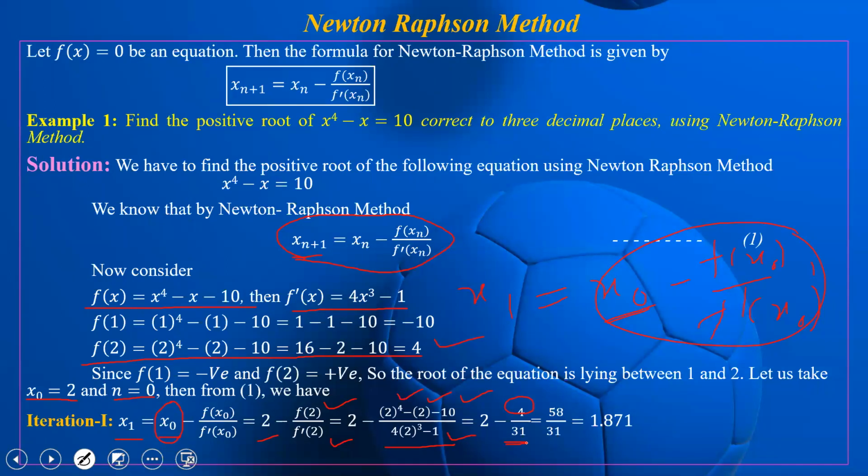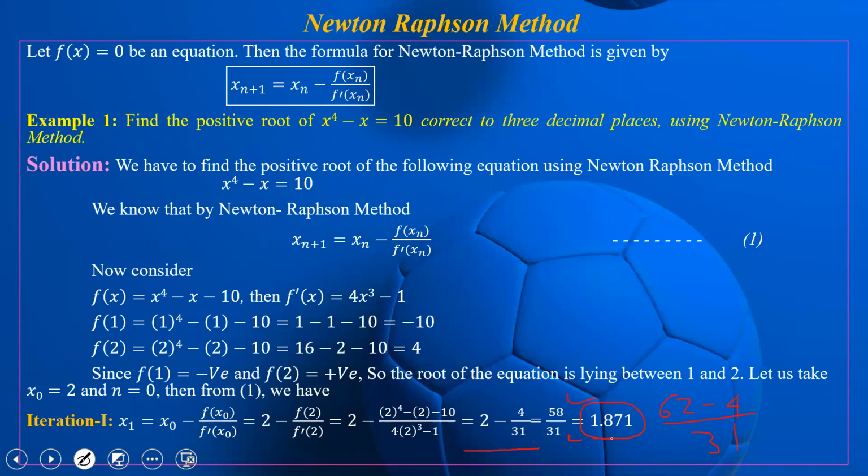So we are getting 2 minus 4 upon 31. If we simplify it by taking the LCM, it is 62 minus 4 upon 31. So 62 minus 4 is equal to 58 divided by 31. If we divide this, we are getting 1.871. This is the value of x1. This is the root of the equation. Okay, so this is our first iteration.